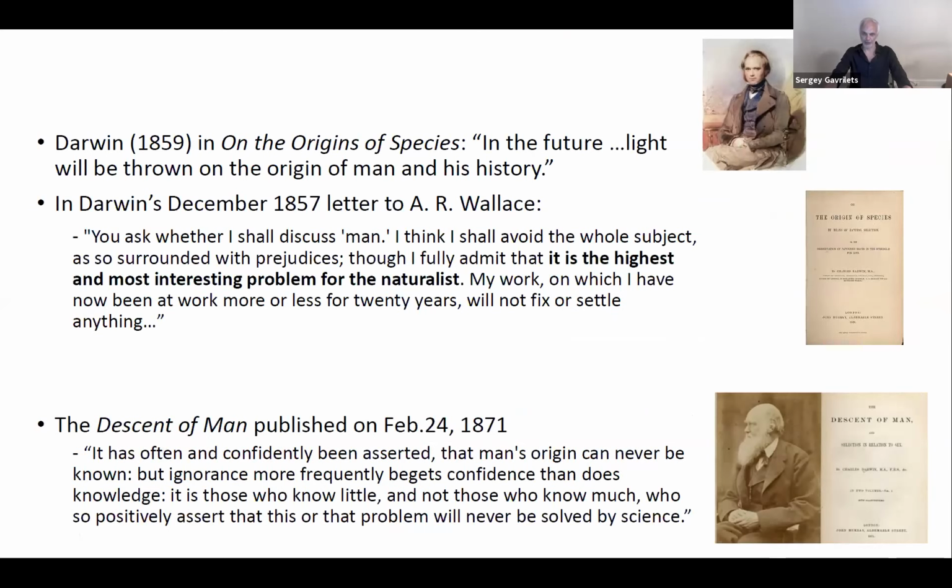But he didn't want to rush, and he took 12 years to come up with his new book and with new ideas and new application of his theory. And he clearly was very proud of his accomplishments. So at the beginning of his Descent of Man book, he says that it has often and confidently been asserted that man's origin can never be known, but ignorance more frequently begets confidence than does knowledge. And it is those who know little and not those who know much who so positively assert that this or that problem will never be solved by science. So I think what he started 150 years ago, we're kind of getting close to finding some answers.